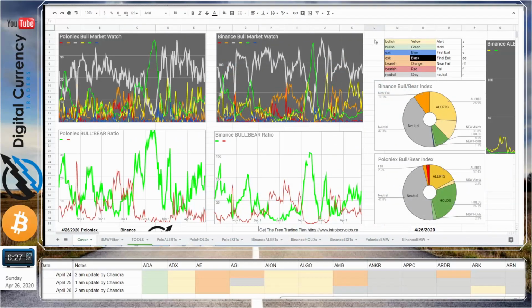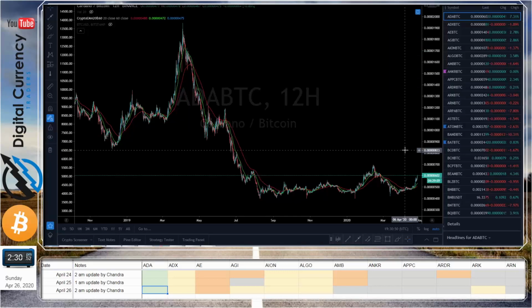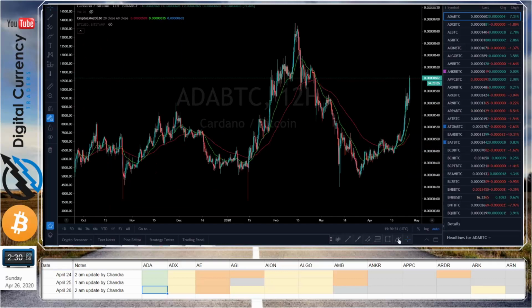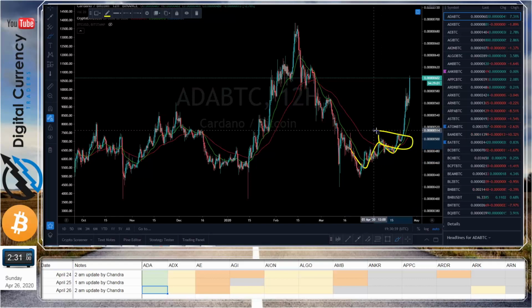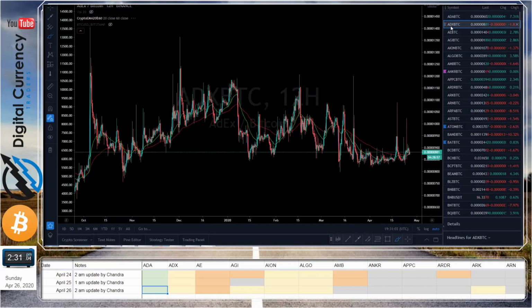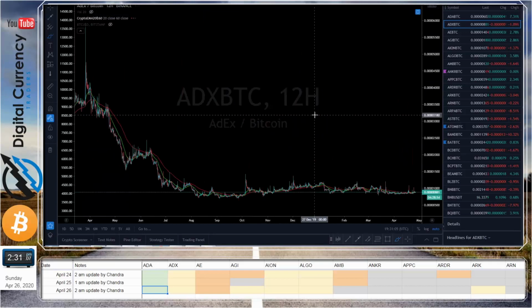The third step is to get going. Let's open up the spreadsheet and I'll start going through the markets. Let's start off with ADA. We can see that ADA has already gone through our 1, 2, 3 bottom formation. It was in alert status and it's already gone into hold status. So now we can go on to ADX, which is in alert status here.